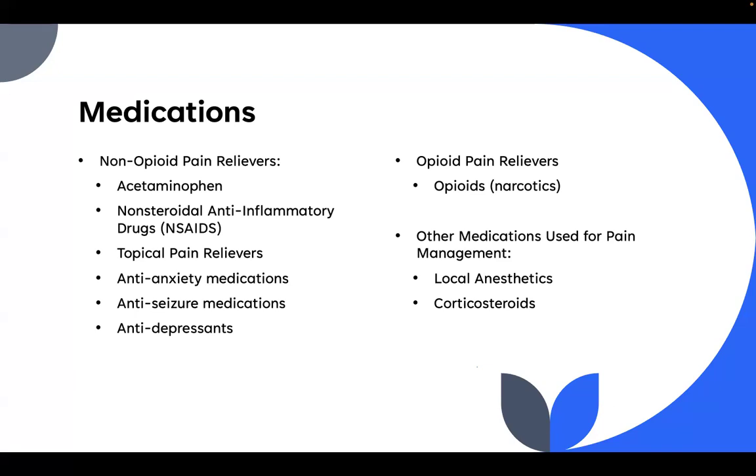Other medications that can be used for pain, local anesthetics, that's used to numb a specific area of the body. Steroids, or certain injections that can reduce inflammation and provide temporary pain relief. So for the purpose of time, we're not going to go into all of these directly, but just a general overview of the different medications.